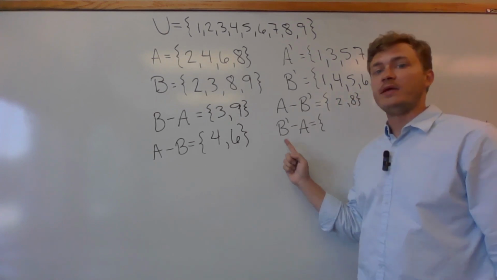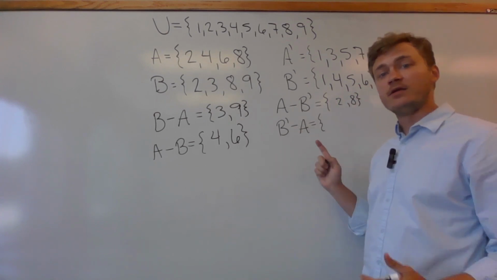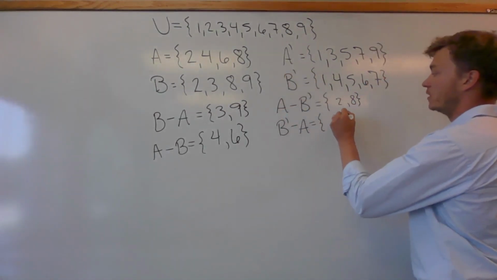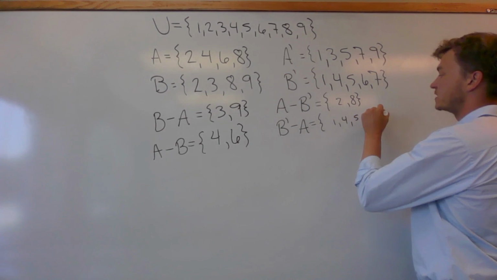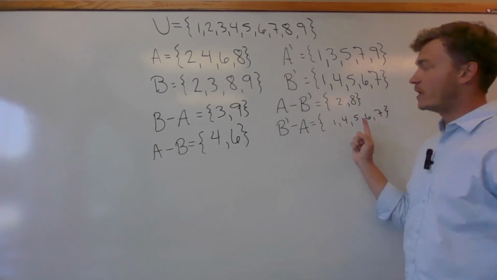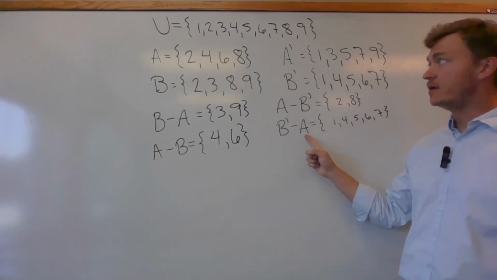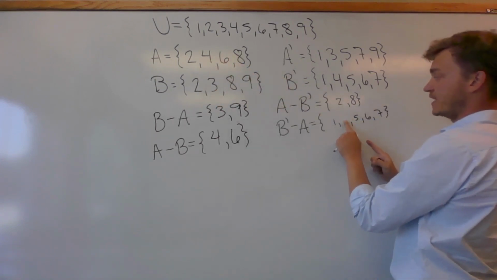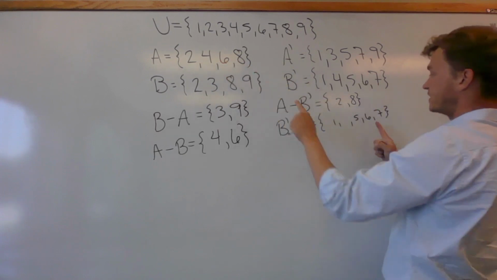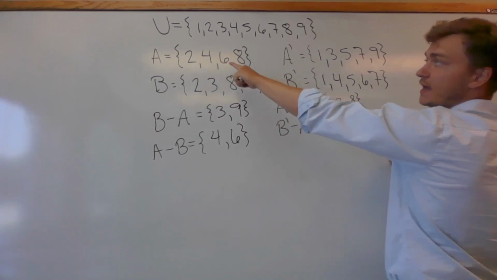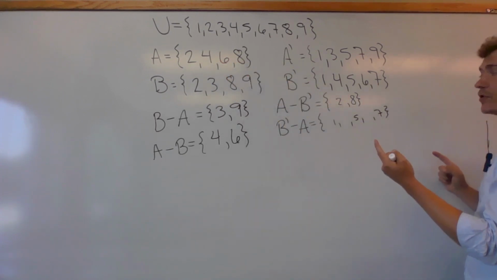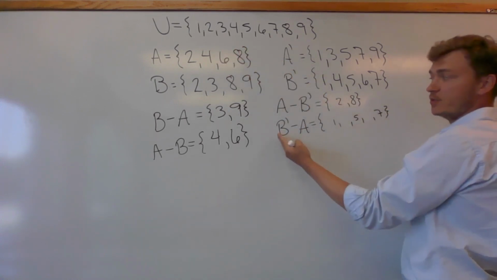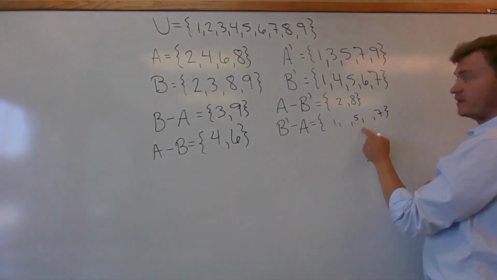To find now B complement minus A, and to subtract to find the difference, start with B complement, that is 1, 4, 5, 6, 7, and take away any of those elements that are also found in A. A contains a 2, this does not. A contains a 4, so does this, we'll take it away. A contains a 6, so does this, we'll take it away. A contains an 8, this does not, so we don't worry about it. And we're done. We've exhausted all the possibilities of taking away elements from A. So B complement minus A is 1, 5, and 7.